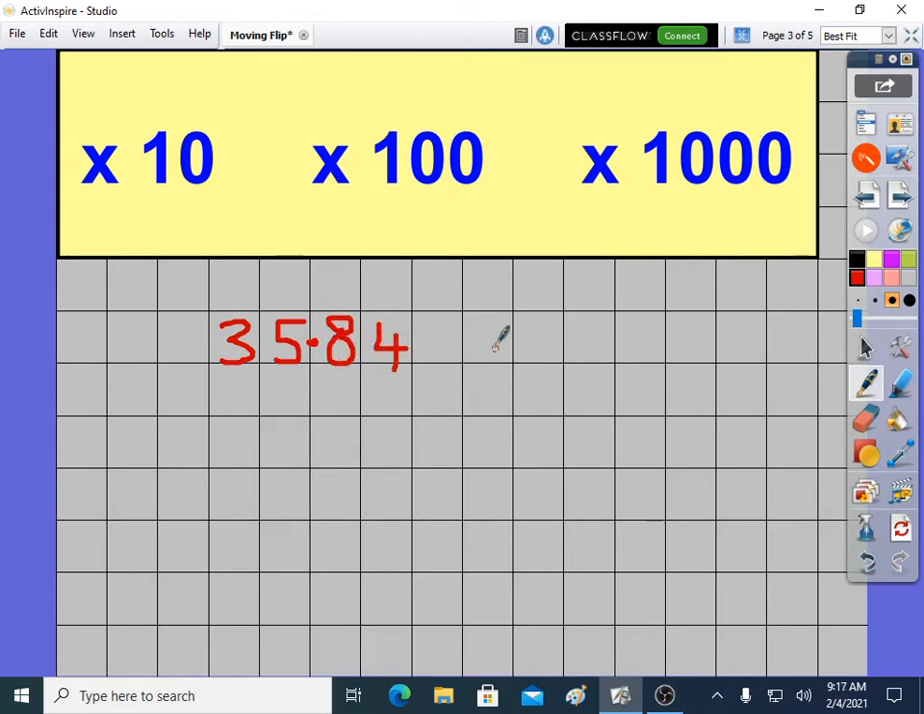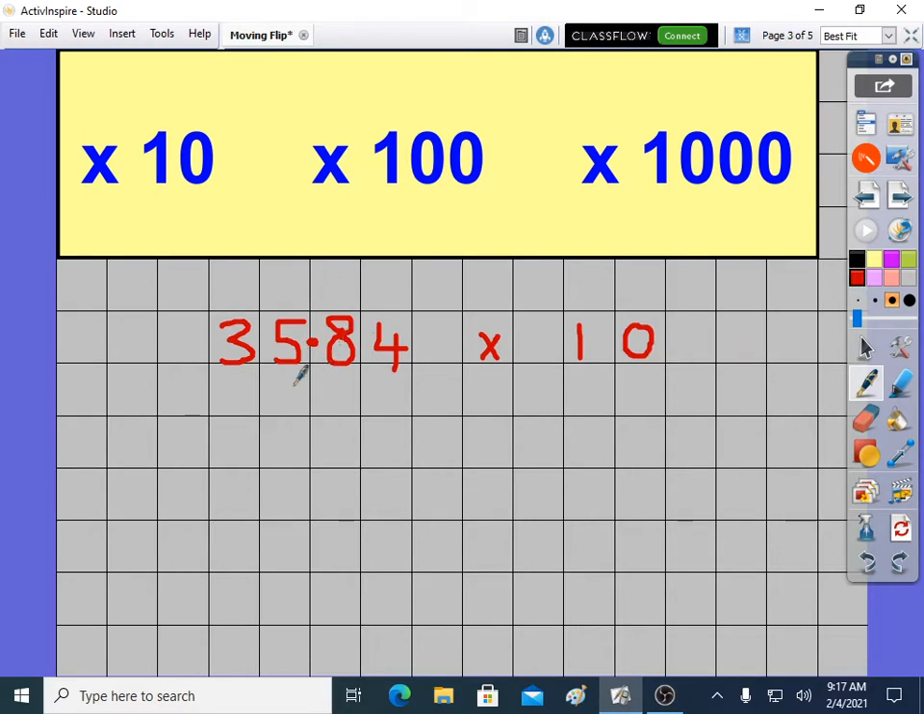35.84 times 10. Now a lot of people say that when you times something by 10, you just put a 0 on the end. And that actually works, but it doesn't work when you're using decimals. So it doesn't work on this question. If you just put a 0 on the end of this question, you haven't actually changed the value of the number. You definitely haven't made it 10 times bigger. So it isn't just putting a 0 on the end.